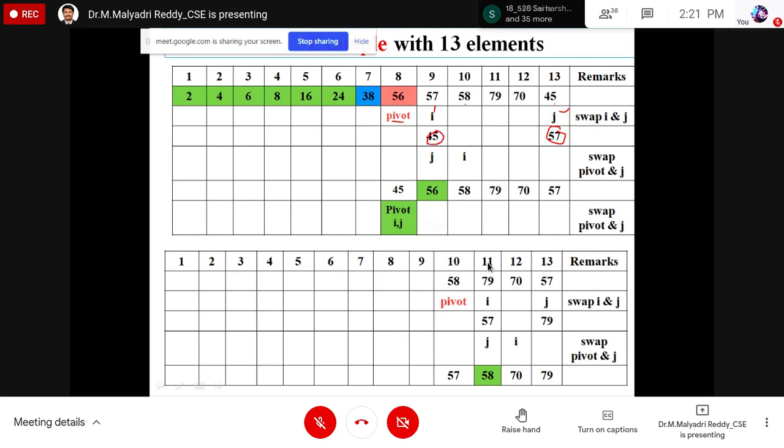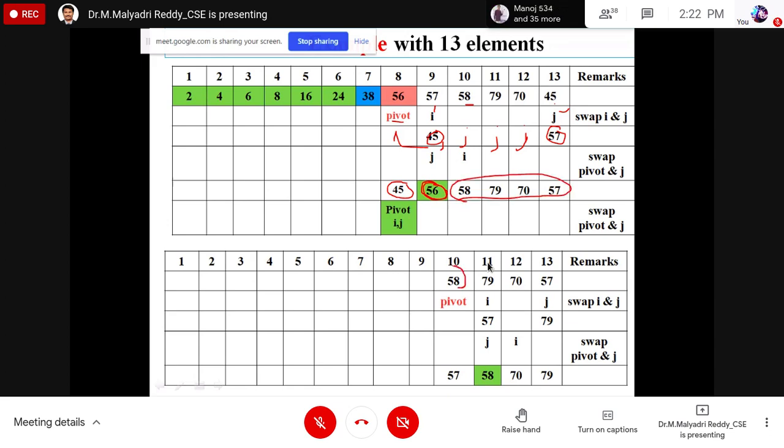Next, the i value is 58. This is greater than the pivot element, so stop the iteration. Come to the j value here. 70 is greater than the pivot element, true condition. 79 greater than the pivot element, true condition. 59 greater than the pivot element, true condition. This 45 is smaller. So the jth position 45 is swapped with this pivot element, and automatically 56 is sorted. Take the next element, the pivot element 45, only one element is there. So the element is one, then itself it is sorted. So 45 is sorted. Then take the right subarray.